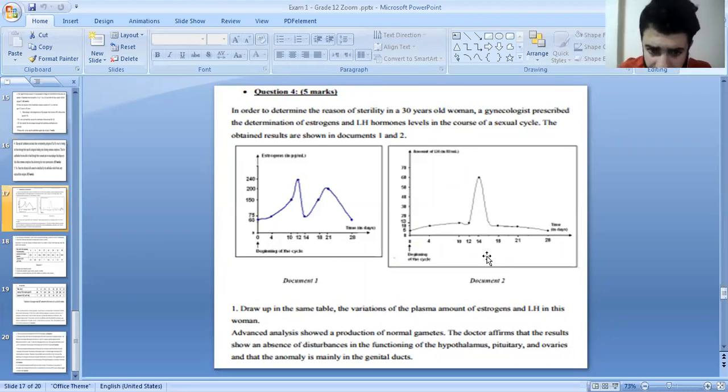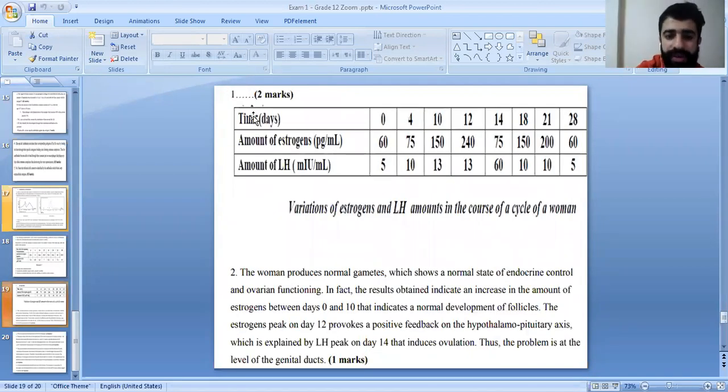So here, part 1, they said draw up in the same table the variations of the plasma amount of estrogen and LH in this woman. So both of these graphs should be drawn in the same table like this. You have to put both of them in the same table: amount of estrogen in picogram per milliliter, that of LH in mIU per milliliter. So you don't have to put only estrogen, or only LH. If you did so, it means that you missed the mark of the table.